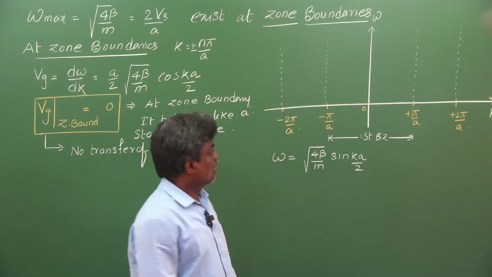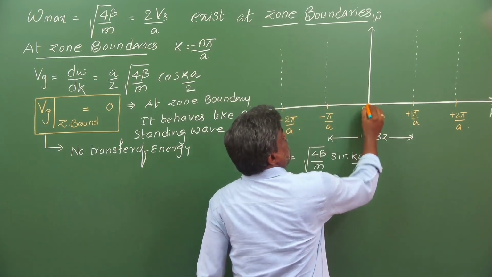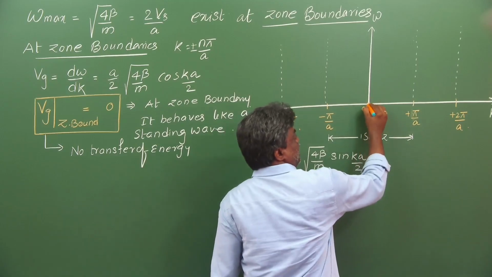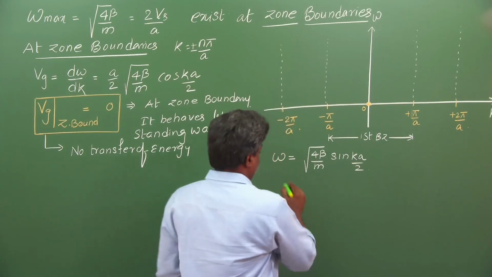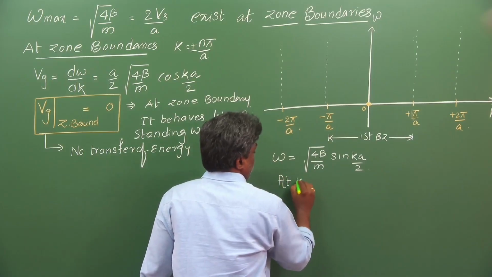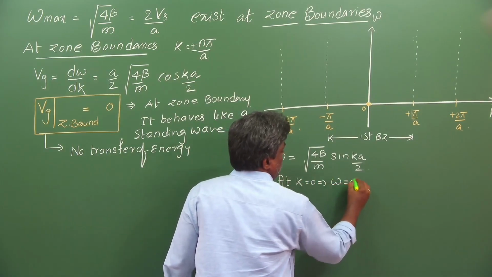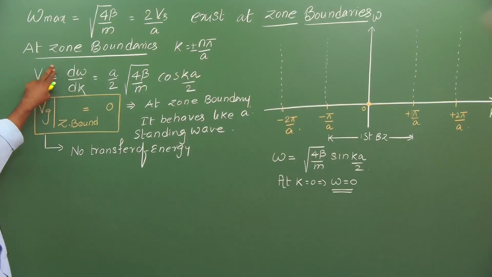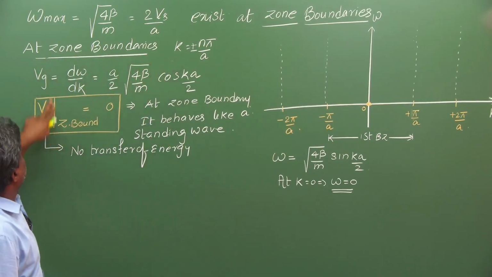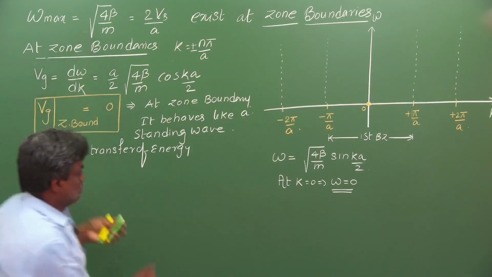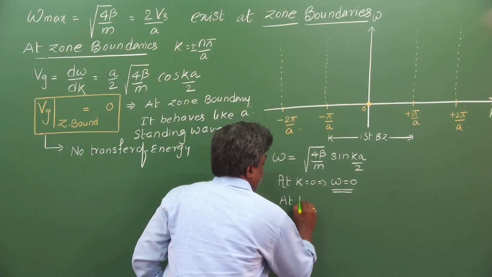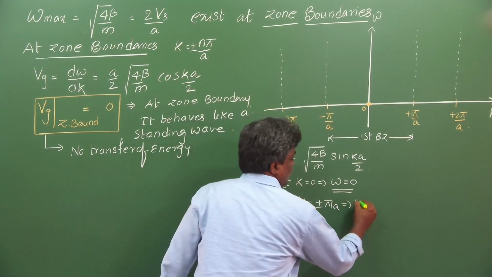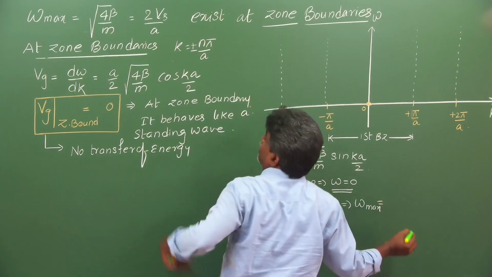Now, let us suppose k equal to 0. Put k equal to 0, omega equal to 0. Then where is the point? Here. That means at k equal to 0, your omega equal to how much? 0. Now just now we have seen one more thing. At zone boundaries, we are having a maximum. Say yes or no? So one more time, at k equal to plus or minus pi by a, I have taken first Brillouin zone. Now omega is maximum or minimum? Maximum.